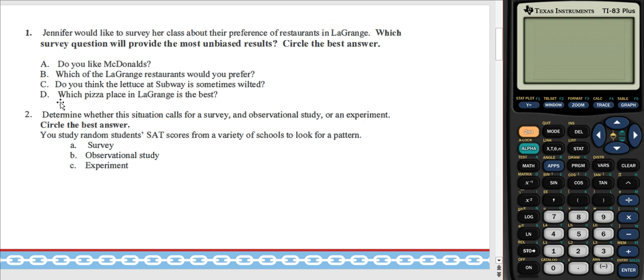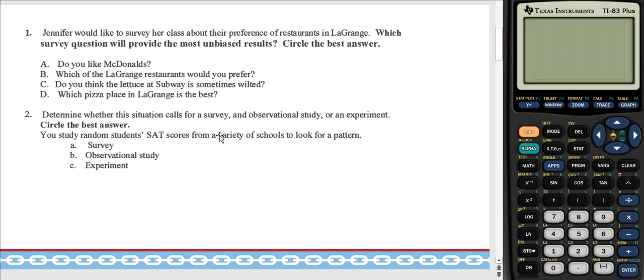So looking at these three options, it would be answer choice B. It is the most unbiased question. Question A pushes results to McDonald's. Question C pushes results pretty negatively towards Subway. And question D pushes results just towards pizza restaurants. So that leaves us with B being our best choice.